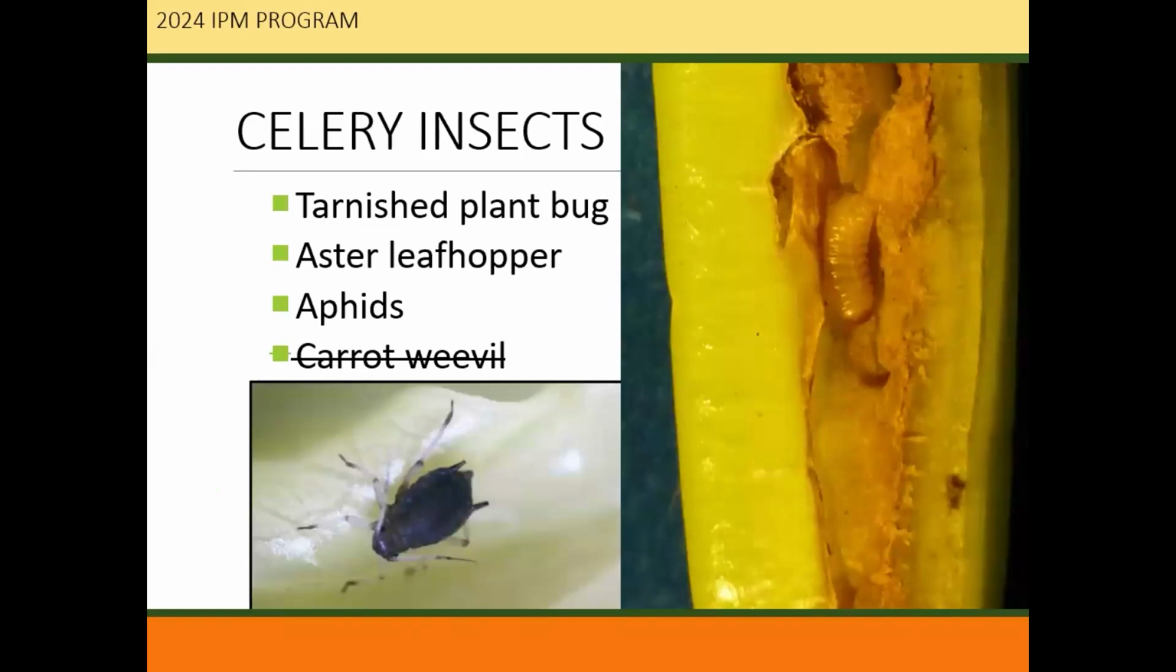And same thing for celery insects as well. We saw tarnished plant bug here and there for sure, but no major damage. Aster leafhoppers, again, decently high populations, but no significant aster yellows popping up here or there. And we didn't see any carrot weevil. Sometimes we can see carrot weevil in celery, but we didn't see any this year. So again, all the celery insects were managed well.